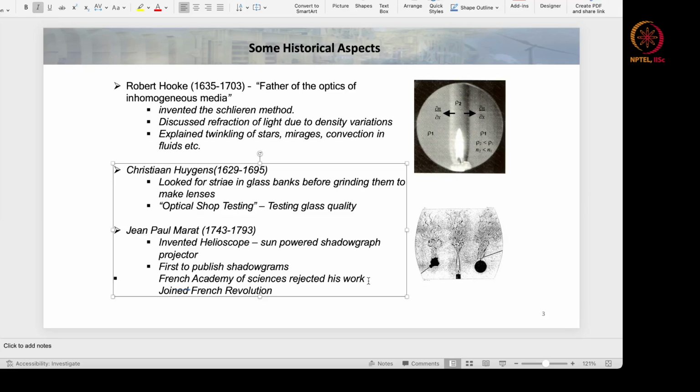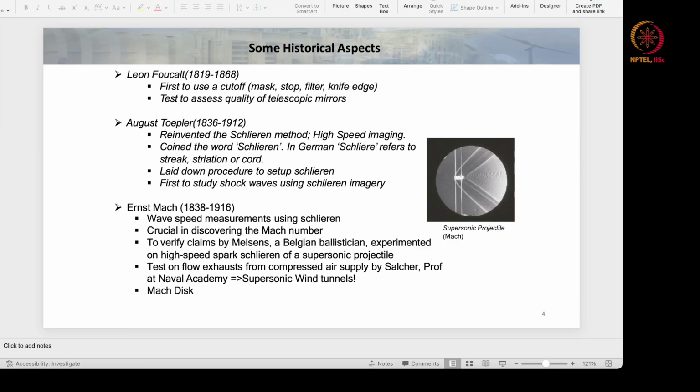There are a lot of hurdles in anything that you do, but these are some of the historical aspects. Then, of course, there was Leon Foucault. He was the first to use a cutoff, mask, filter, knife edge, basically brought more quantification to the Schlieren aspect. And he was the first to test the quality of the telescopic mirrors also. Foucault, you have heard the name from his pendulum experiment also.